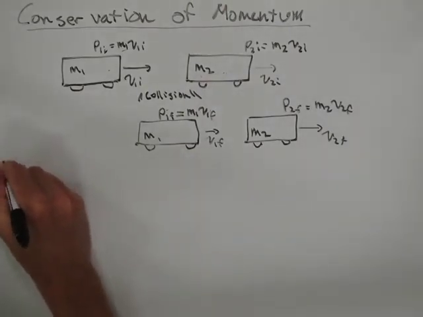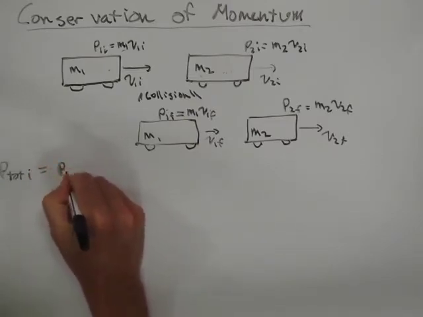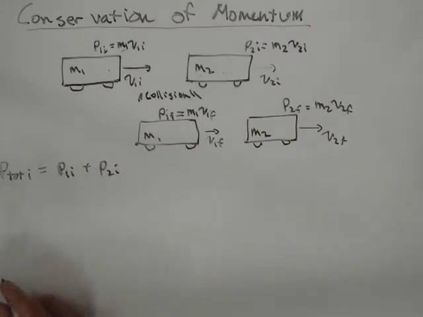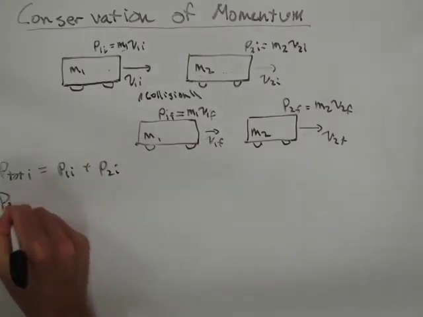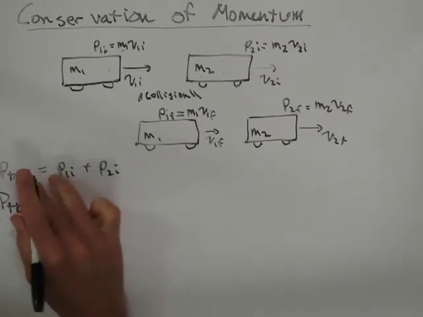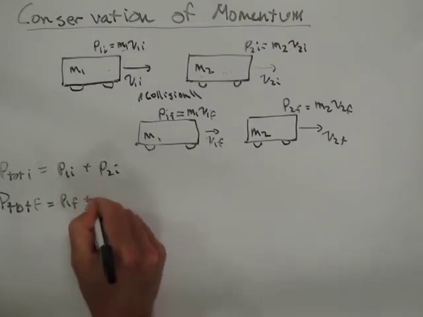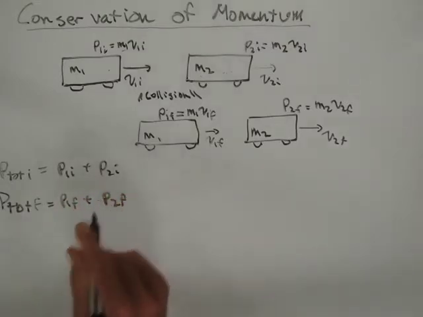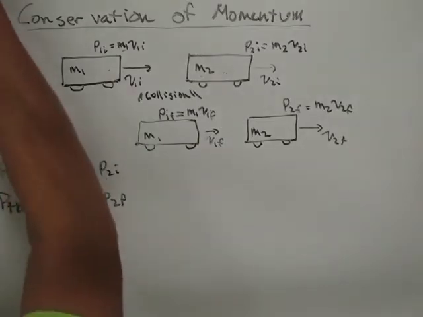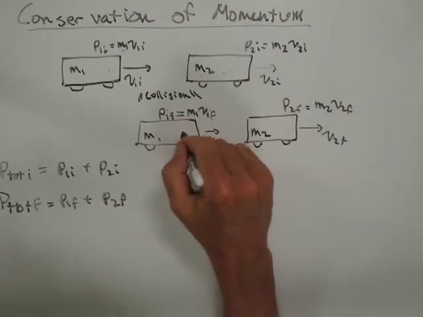And so P total initial is equal to P1 initial plus P2 initial, right? And similarly P total, the total momentum finally, is equal to P1 final plus P2 final. I'm going to get a better marker. So now we can say, well, what happens?